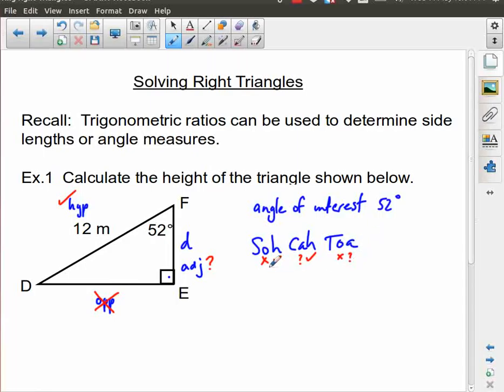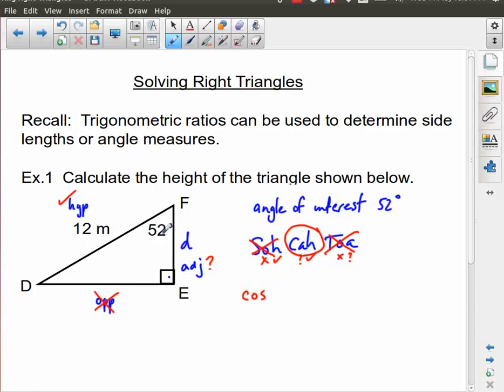So take a look at these pairs. Do I want to use sine? Well, I don't care about this opposite, so I don't want to use sine. Do I want to use cosine? I'm interested in adjacent and I have hypotenuse. Yes, so I want to use this one. And you can see here for tangent, I'm not interested in opposite, so I'm not interested in that one. And so for this reason, I can now say that I'm interested in the cosine.